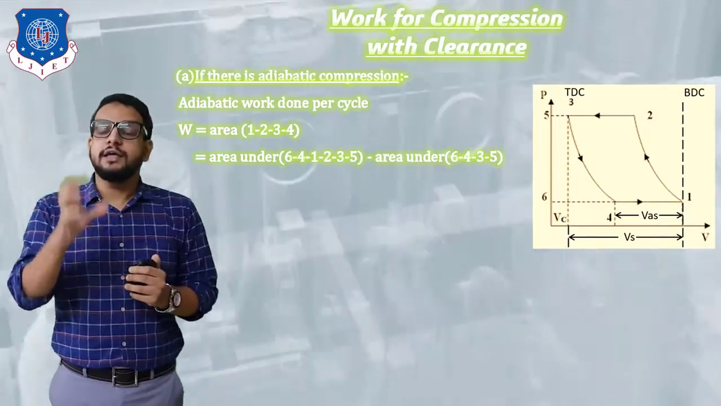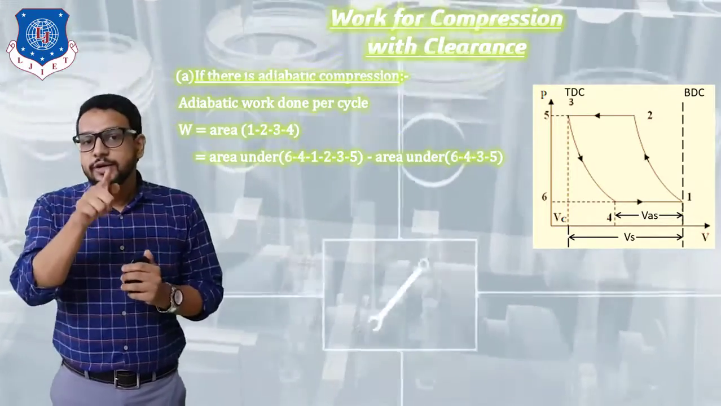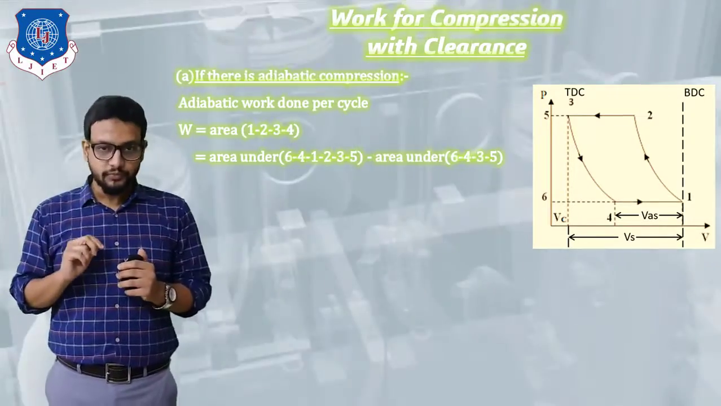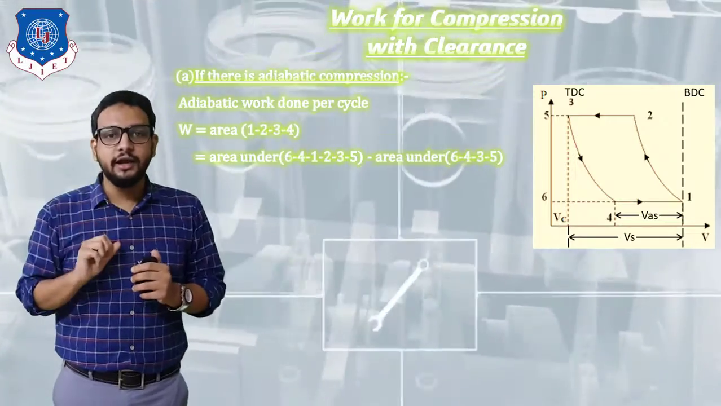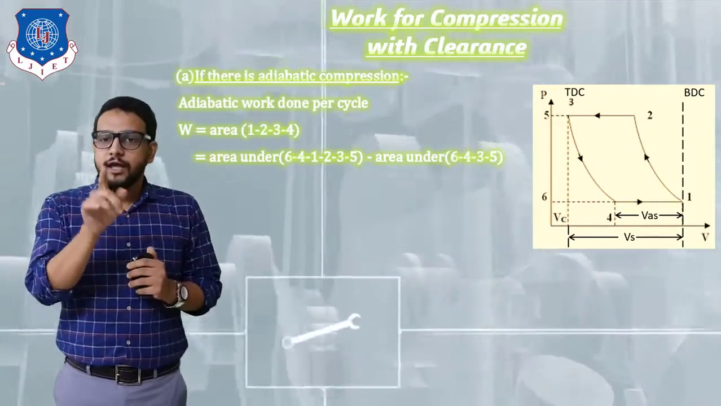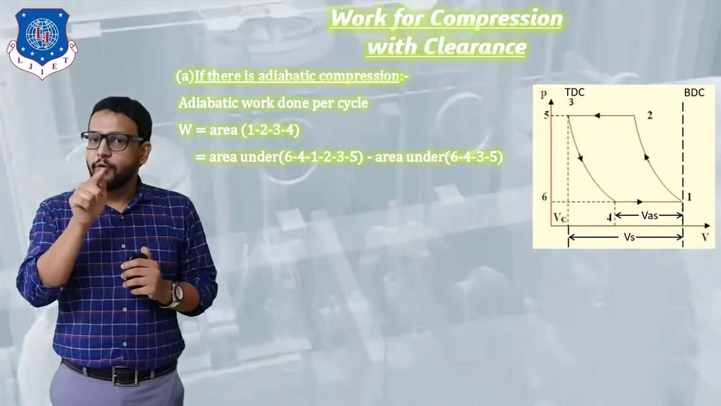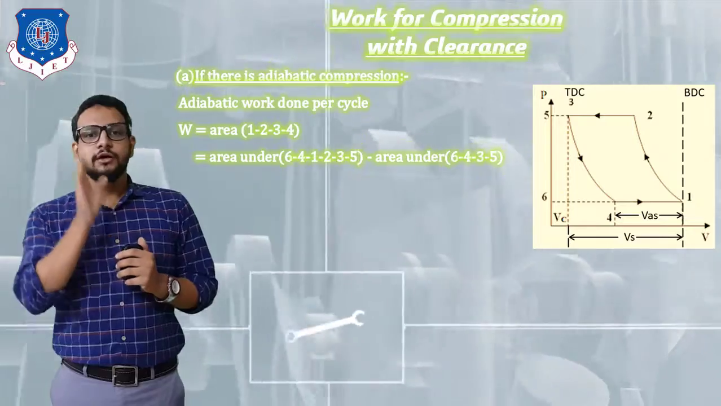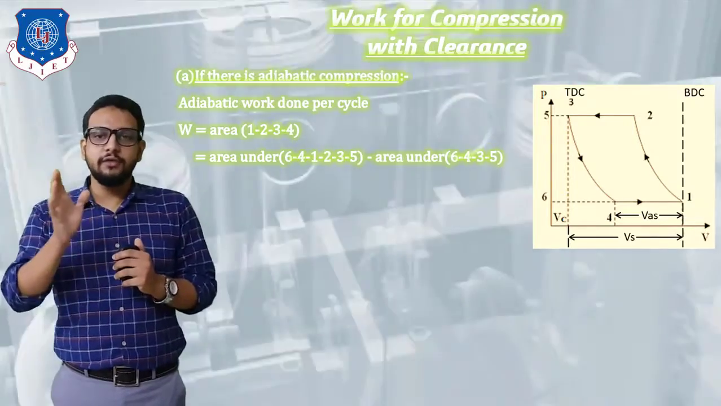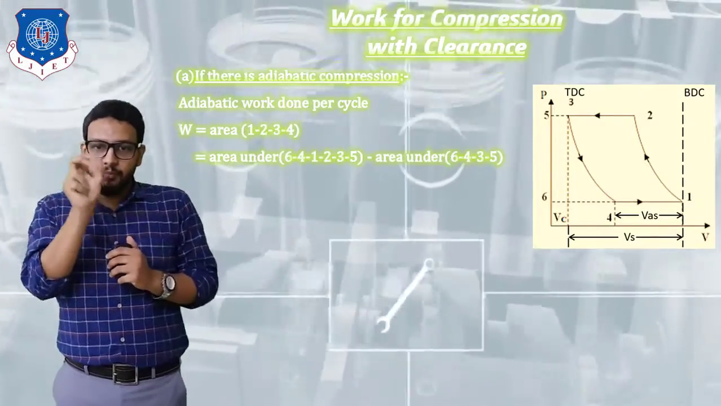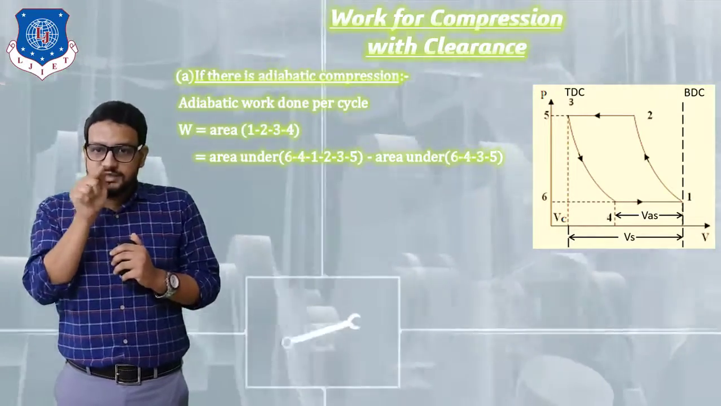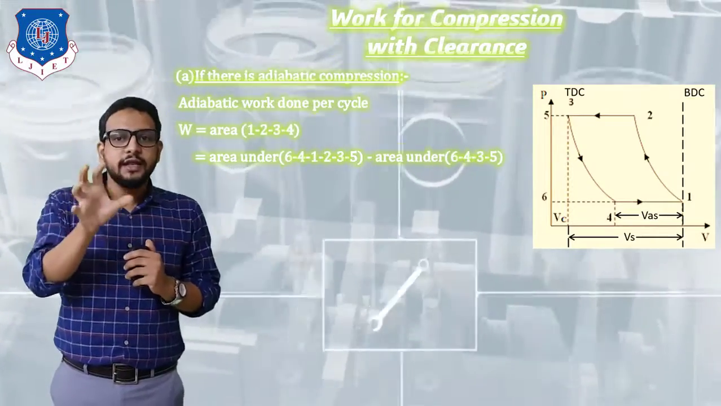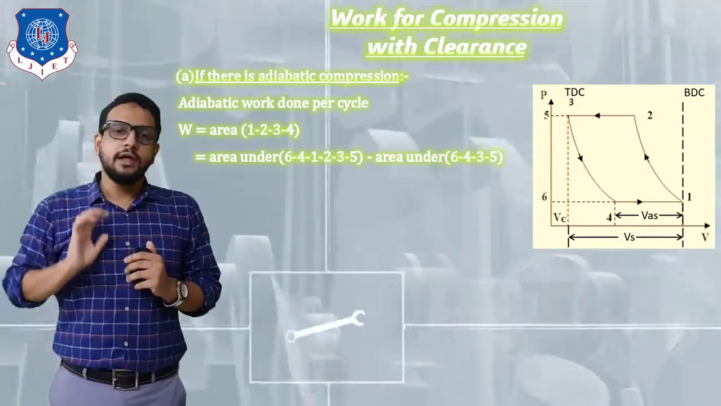We know that work is the area under a curve, right? So it is equal to the area under 1, 2, 3 and 4. Now focusing on that, I have plotted some extra points, point number 6 and point number 5. So we can say that the area under 6, 4, 1, 2, 3 and 5, the total area, minus the area under 6, 4, 3 and 5, which we can subtract out, gives us our area under 1, 2, 3 and 4.